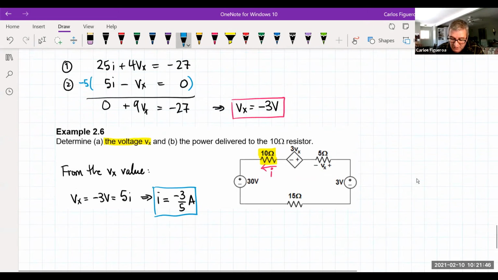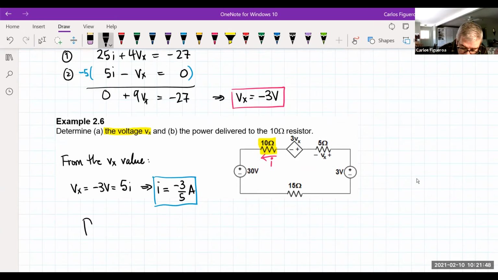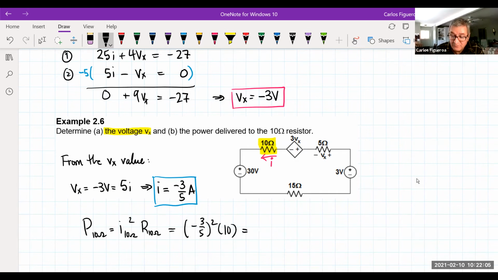Since I know the current in the circuit, I could then go in and calculate the power of the 10 ohm resistor. And how am I going to calculate it? It's going to be I of the 10 ohm resistor squared times the resistance of the 10 ohm resistor. So this will be minus 3/2 squared times 10. And when I calculate this value, I get 3.6 watts for the 10 ohm resistor power. And of course, this one's passive. That's how you deal with dependent sources in a circuit.